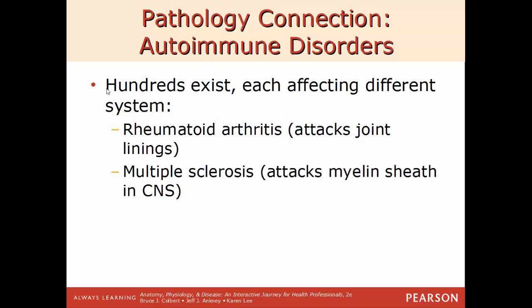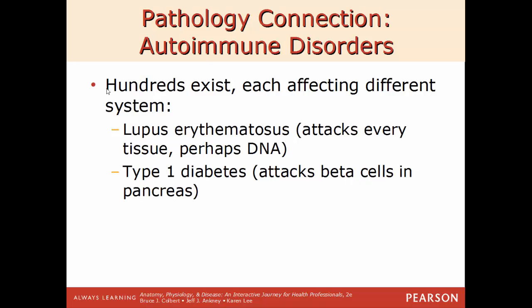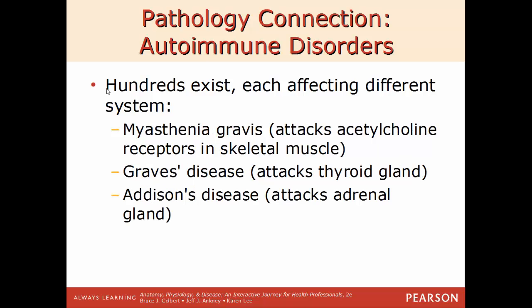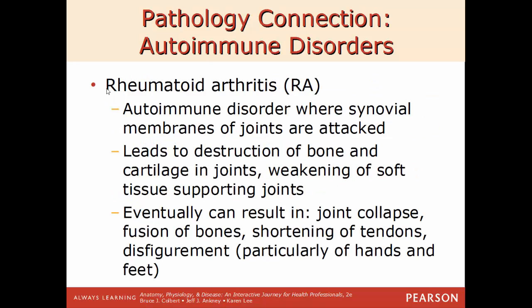Now, there are hundreds of examples of autoimmune disorders, each affecting different body systems, and we'll talk about just a few. First one, rheumatoid arthritis. This attacks the joints and the physical linings of the joints. Multiple sclerosis. This attacks myelin coverings of neurons in the central nervous system. Lupus. This attacks almost every tissue, even perhaps DNA. Type 1 diabetes. This attacks the beta cells in the pancreas, and it prevents them from making insulin. Myasthenia gravis. This attacks acetylcholine receptors in the skeletal muscle. Graves' disease. This attacks the thyroid gland. Addison's disease attacks the adrenal glands. We'll talk a little bit more detail about each of those.